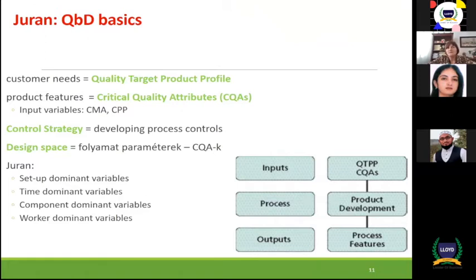And this is how we translate it into pharma. Customer needs, we say, this is the quality target product profile. The product features, we say critical quality attributes. Input variables can be material or process variables. Control strategy, design space there. Juran said that we have to set up dominant variables: time dominant, component dominant, worker dominant variables. His way of thinking took into consideration that within the process, whatever can happen, will. So we have to count with them.